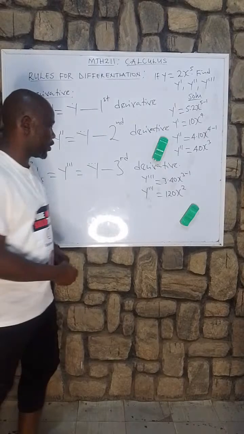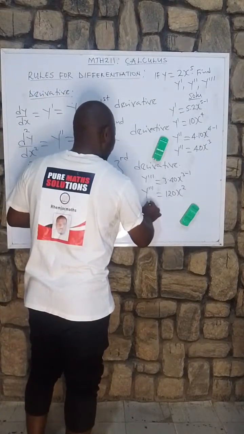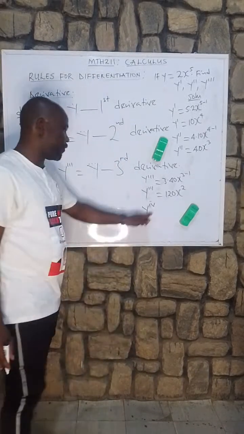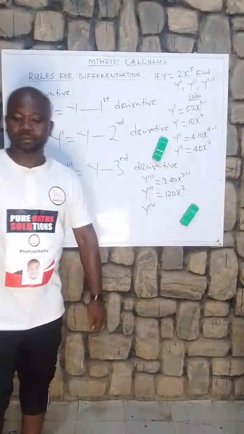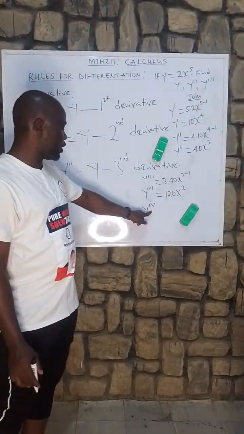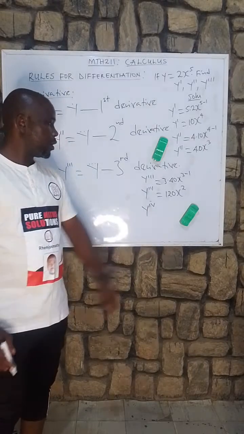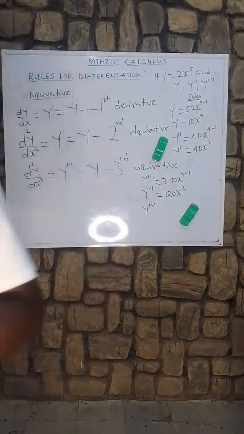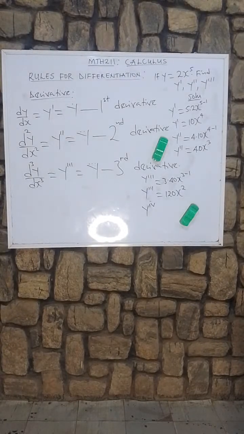Then if you want to differentiate up to y iv, what should be the answer? Somebody differentiate this y iv. What is the answer? Write it in the comment section. I'll give you 2 marks. I'm waiting for you. 2 marks. What is the answer? Two marks is waiting for you.